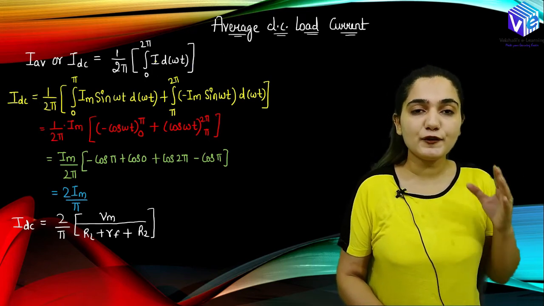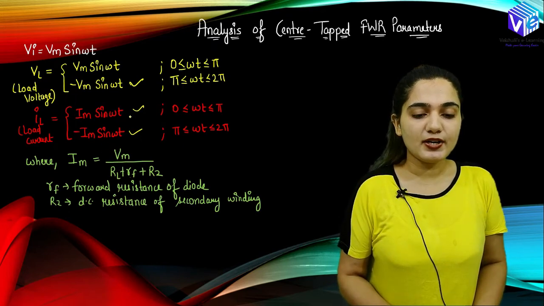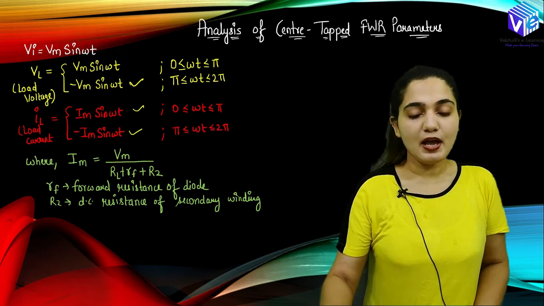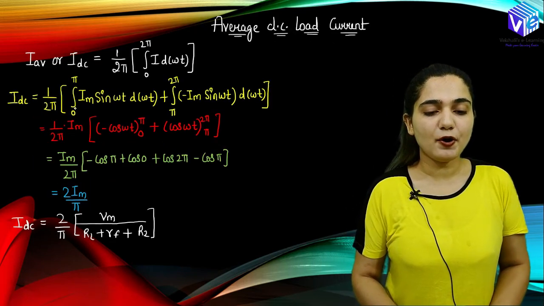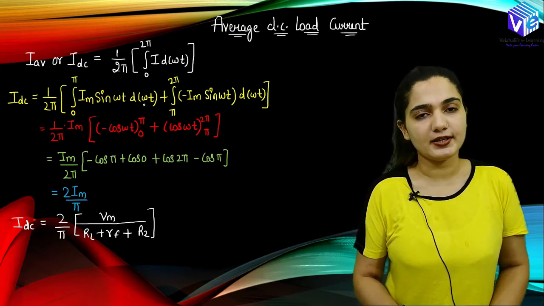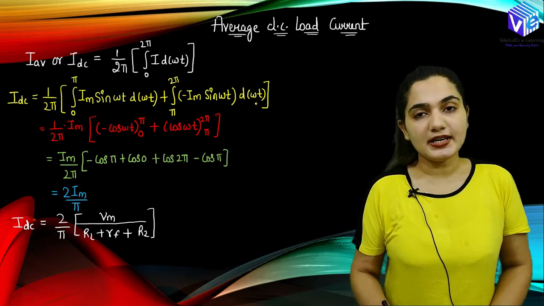Now here I have to use the current equation that we have over here. So the current equation is different from 0 to pi, and it is different from pi to 2 pi as well. So for 0 to pi I will be using the first current equation. I will be using 1 upon 2 pi integration from 0 to pi. I have Im sin omega t d omega t. From pi to 2 pi I have minus Im sin omega t d omega t.